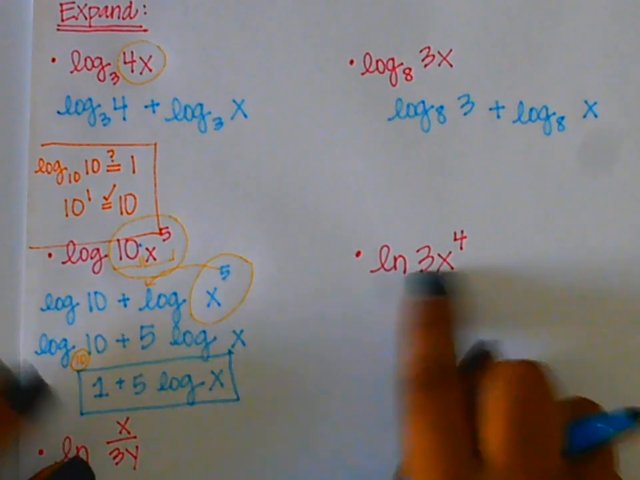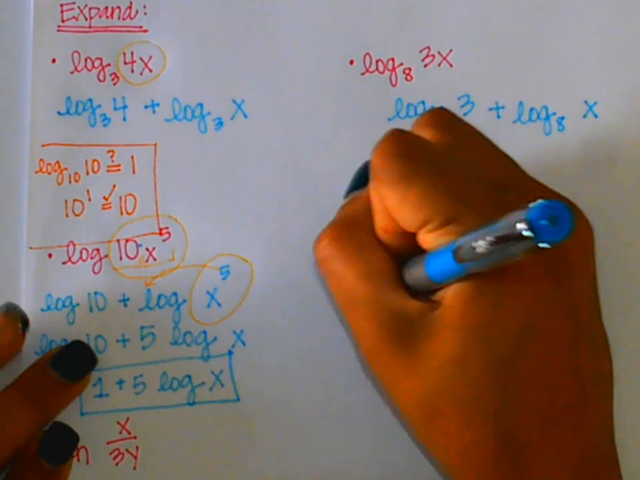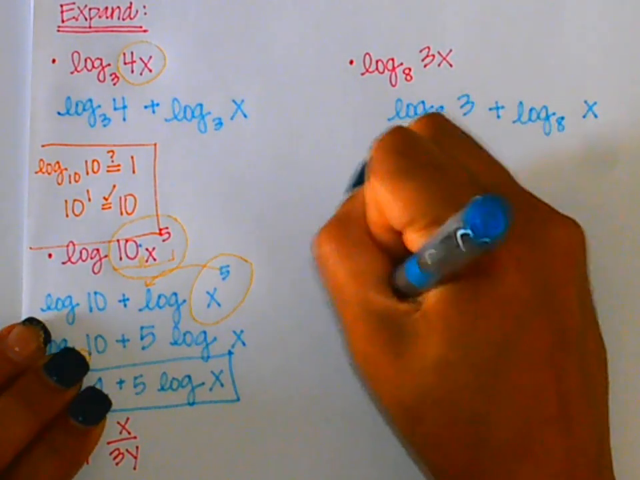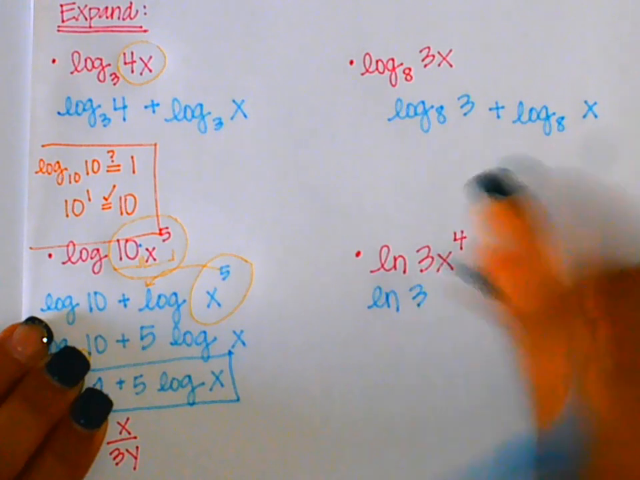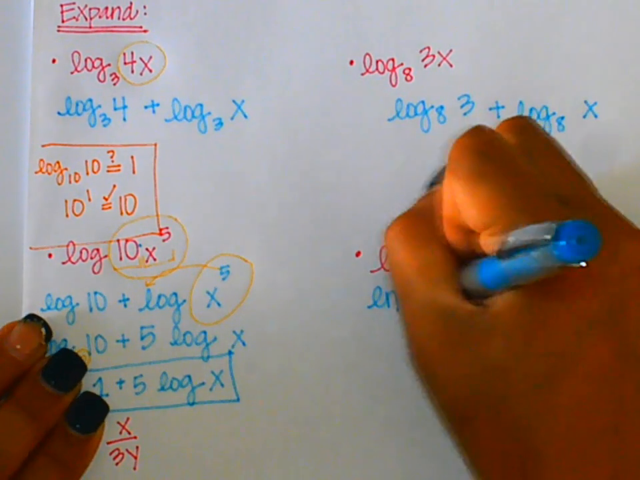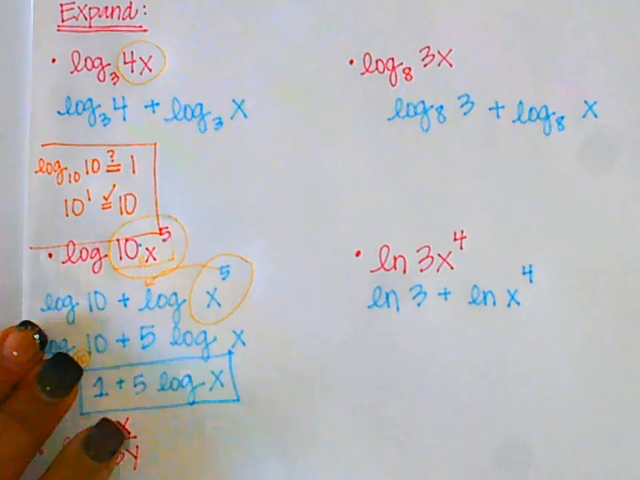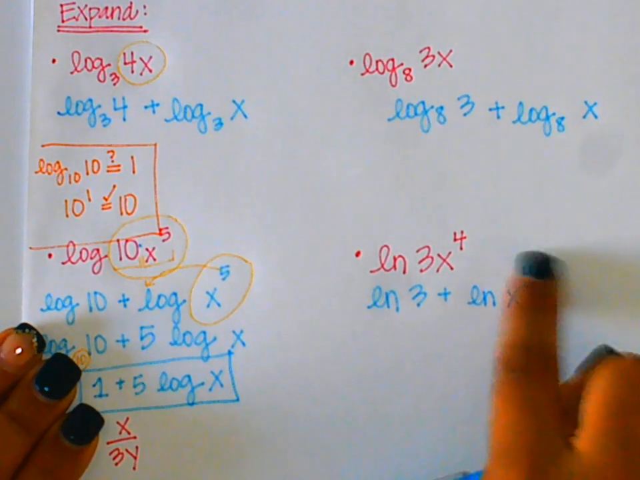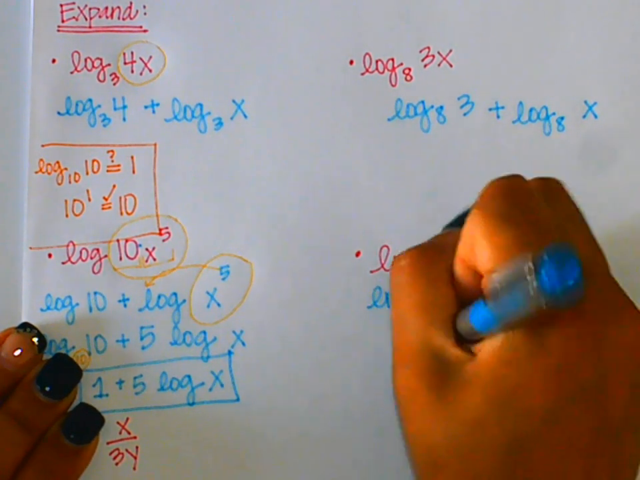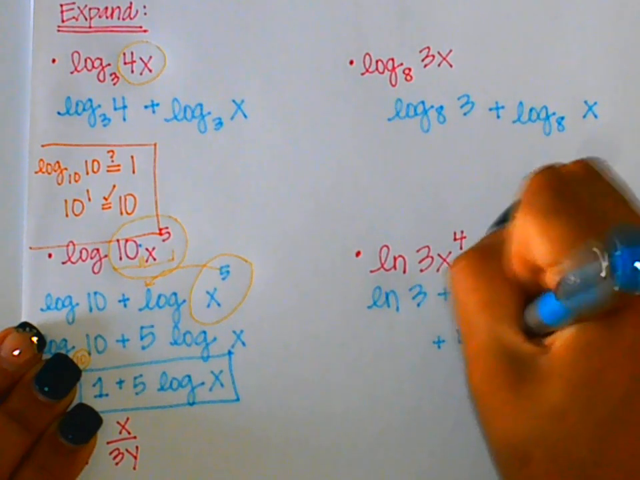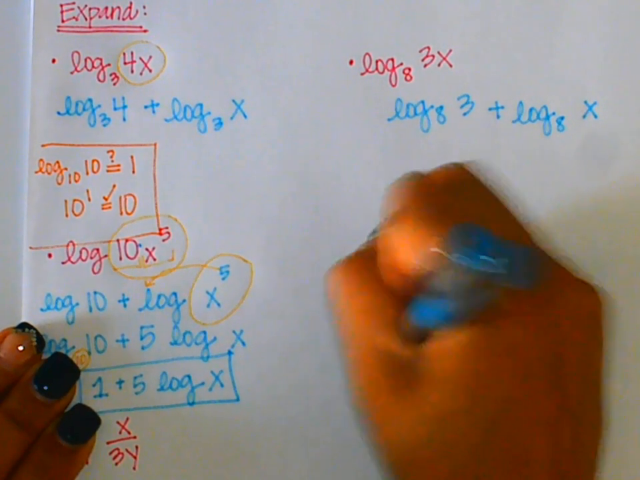Again, I'm going to take my two terms, and I'm going to expand that first. So I'm going to have the natural log of 3. Remember, multiplication is addition. Natural log of x to the power of 4. We're not quite done yet because we still have a power. We still have an exponent. So 4 natural log of x, and then natural log of 3.